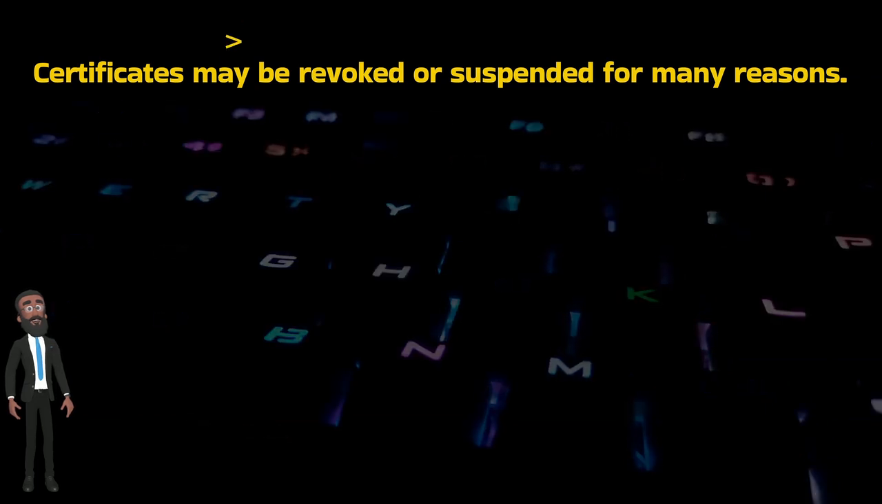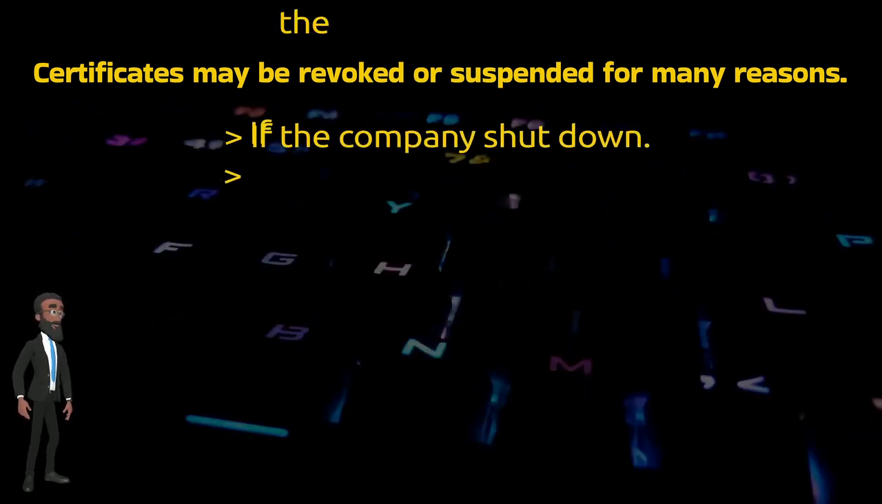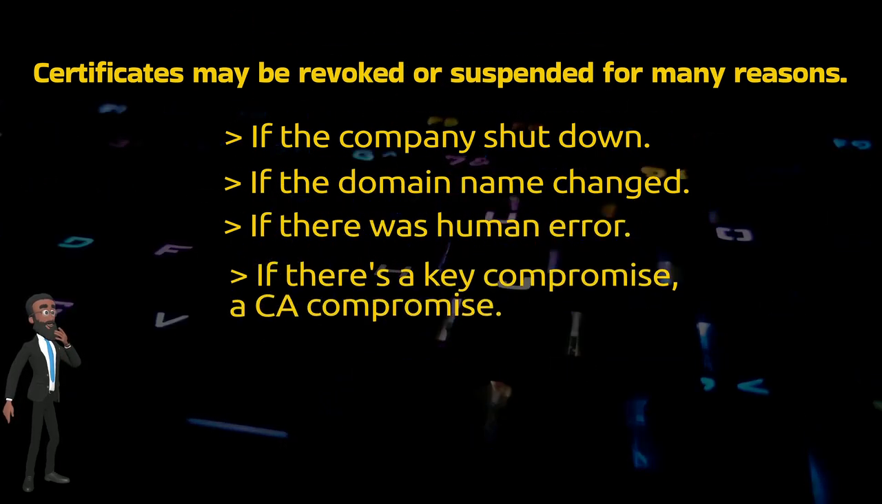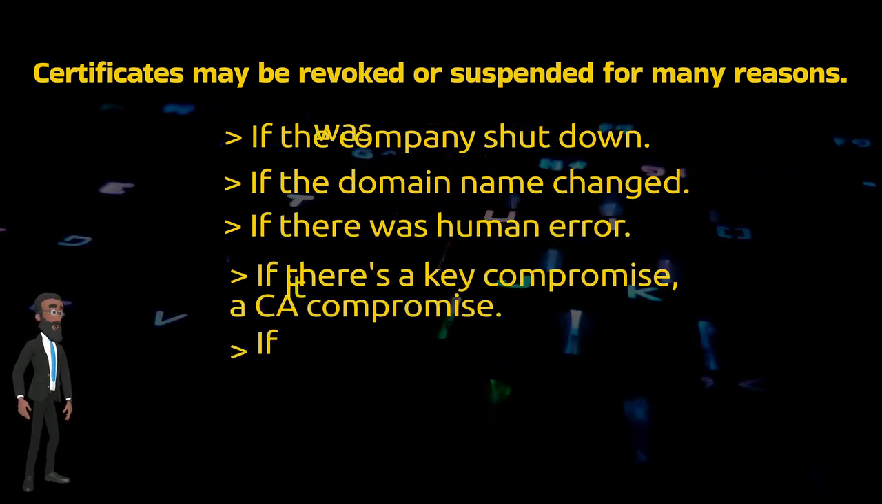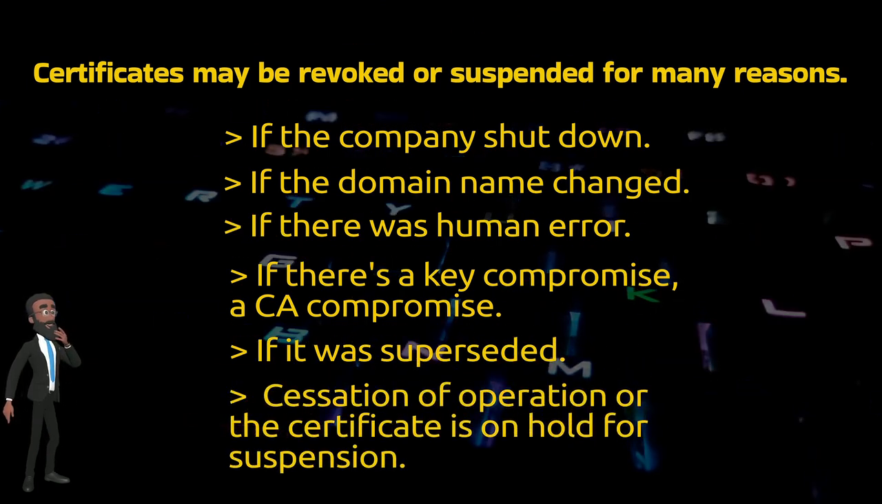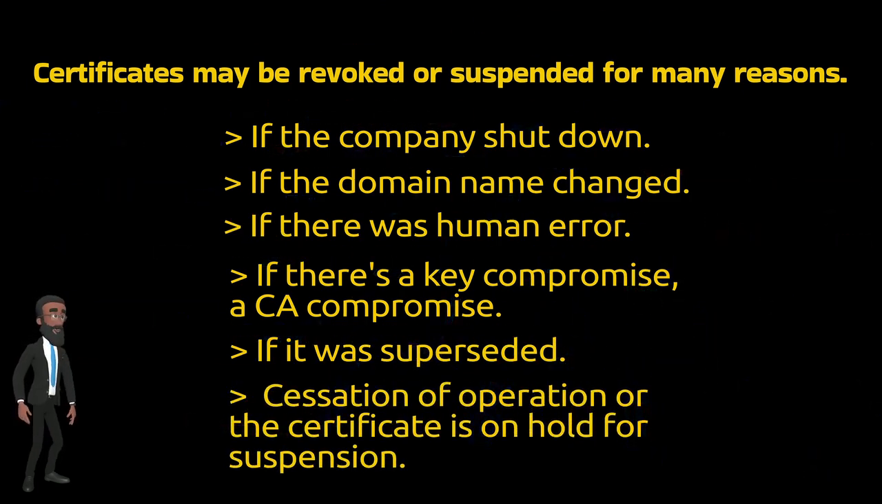Certificates may be revoked or suspended for many reasons. For example, if the company shut down, if the domain name changed, if there was human error, if there's a key compromise, a CA compromise, if it was superseded, cessation of operation, or the certificate is on hold for suspension.